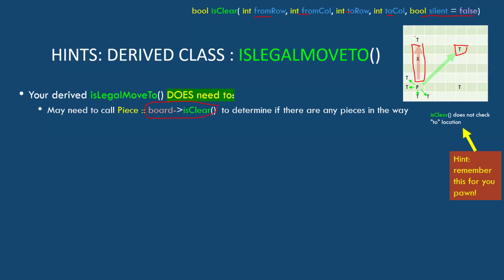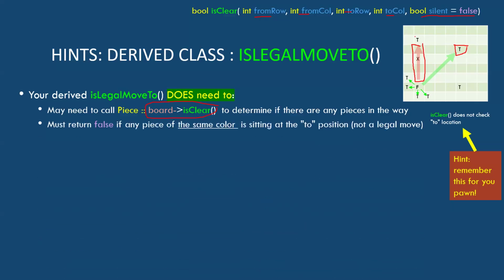A lot of bugs sort of come from the fact that we forget that we need to maybe not check that end location. Okay. So when your is legal move to finds that it's not legal to move somewhere, you just got to return a false. And also, this is really important. You have to check if this is of the same color that you are, then you should say that is not legal. Because obviously you don't want to capture your own piece. So that is one of the things you've got to kind of take care of in your code. And we'll see that here in the bishop in just a second.